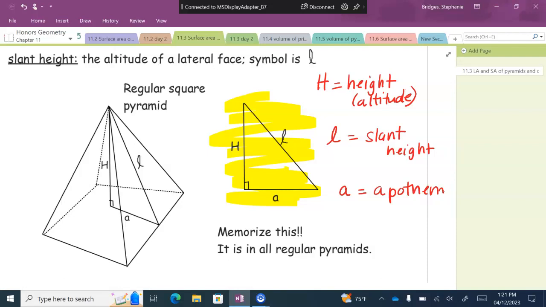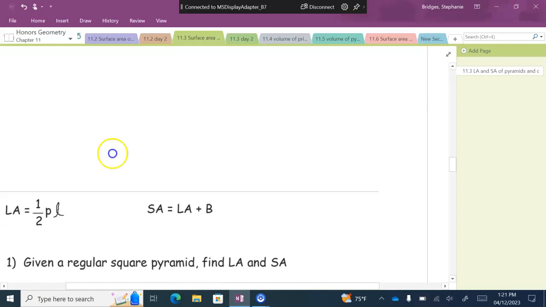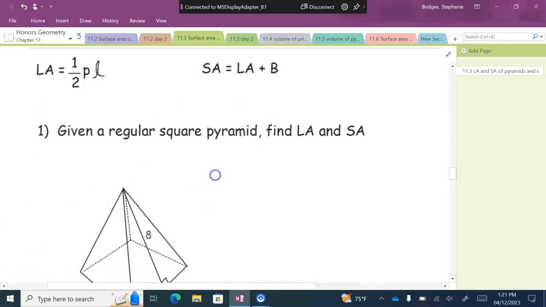We're going to talk about the formula for lateral area, and we're going to talk about the formula for surface area for these pyramids. Is everybody ready? Okay, so lateral area is 1/2 P times L. What do you think P stands for? Perimeter. L is my slant height. We could also write it as the perimeter times the slant height divided by 2. Anytime you multiply something by 1/2, you can always divide it by 2, and that would give you the same thing.